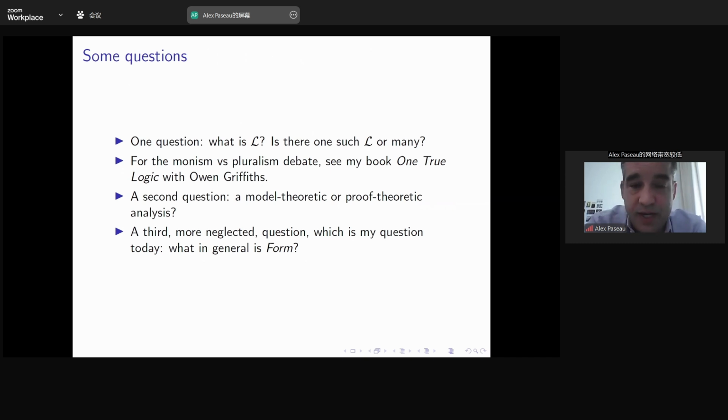A second question raised by the introduction that I gave you was whether we should give a model theoretic or a proof theoretic analysis. I mentioned we could do it using double turnstile or using single turnstile. And the third, more neglected question, which is my question today, is what in general is the formalization? What is this formalization function? Remember that common to both approaches, on the formal characterization of validity, is the idea that you've got to formalize first. But what is formalization? How do you formalize?